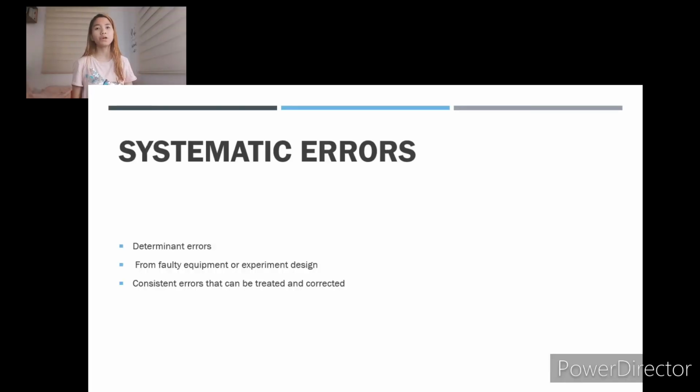Systematic error, also called determinate error. It arises from a flaw in equipment or the design of an experiment. Systematic error is a consistent error that can be detected and corrected.